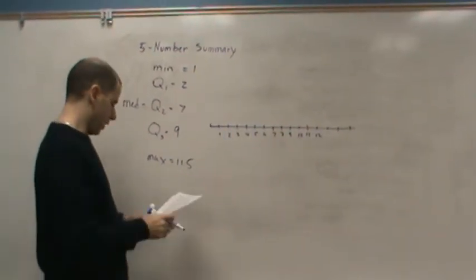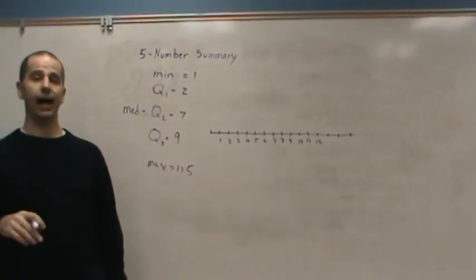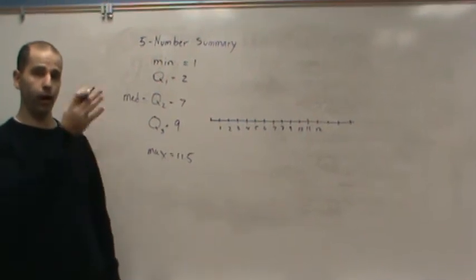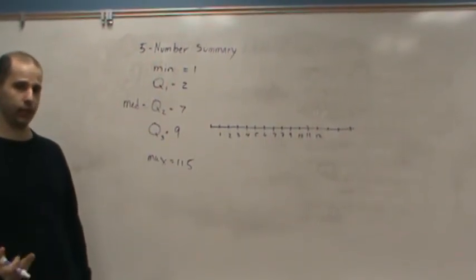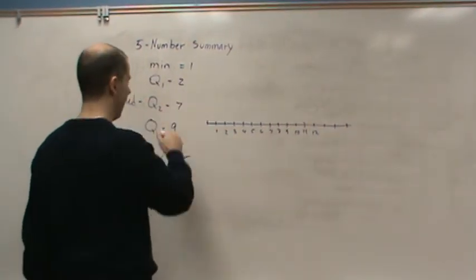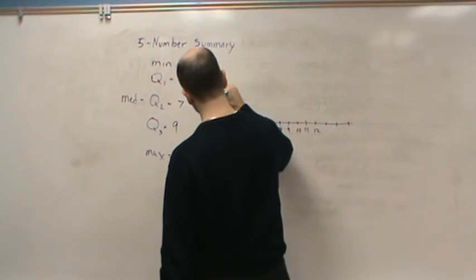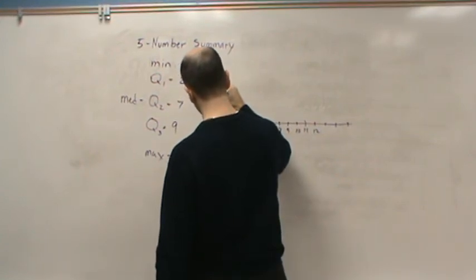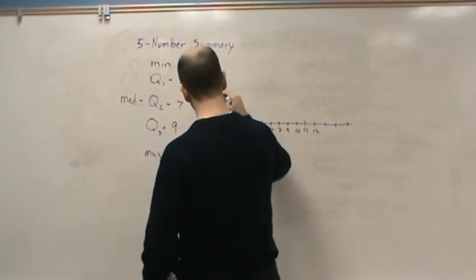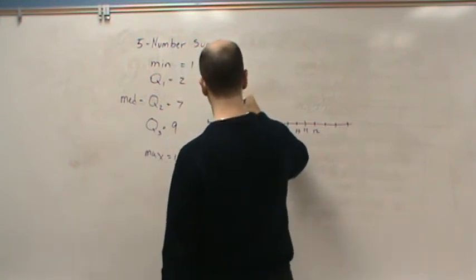Now I'm going to take my 5-number summary and plot it on the line with vertical bars. I'm going to show you how they look and why I do that. So at 1, I'm going to put a vertical bar. I'm going to put the vertical bars first and then get out of the way so you can see it. And then let's see.